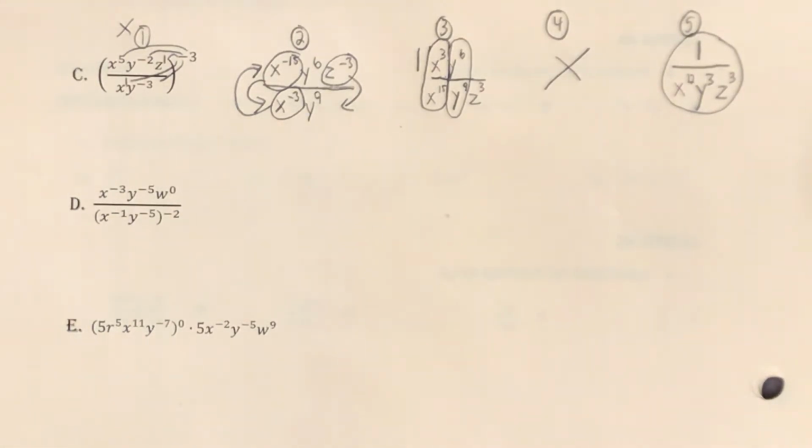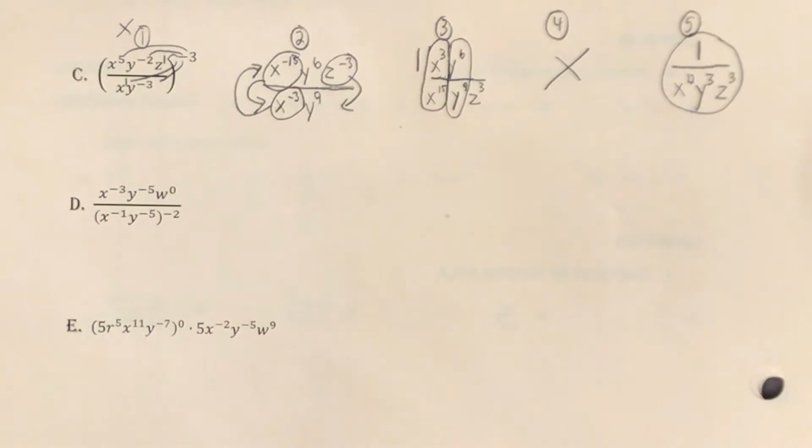All right, so I'd encourage you to try example D on your own, then check your answer with mine. So example D says x to the negative 3, y to the negative 5th, w to the 0, over x to the negative 1, y to the negative 5th, in parentheses, all of that to the negative 2 power.